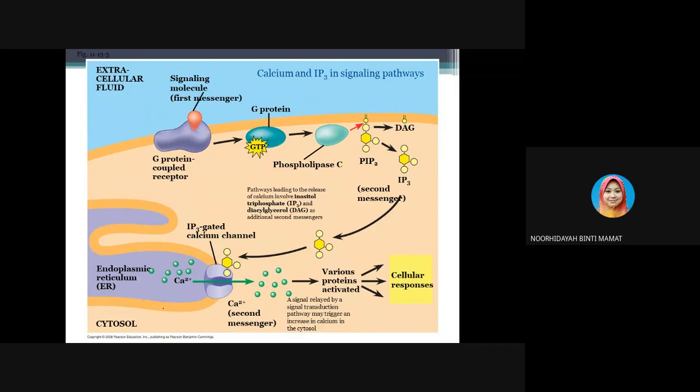So this is the cytosol. A signal will be relayed by a signal transduction pathway and may trigger an increase in calcium ion in the cytosol. So the calcium ion will enter the cytosol and increase its concentration there. So this is where the calcium ion acts as a second messenger. Then it will lead to the activation of various proteins, and then it will convert into the cellular response.